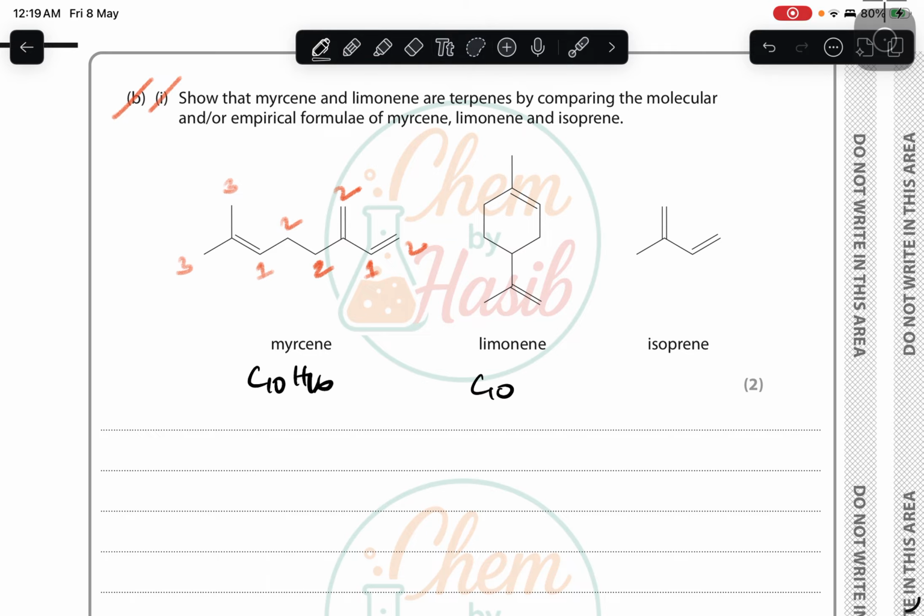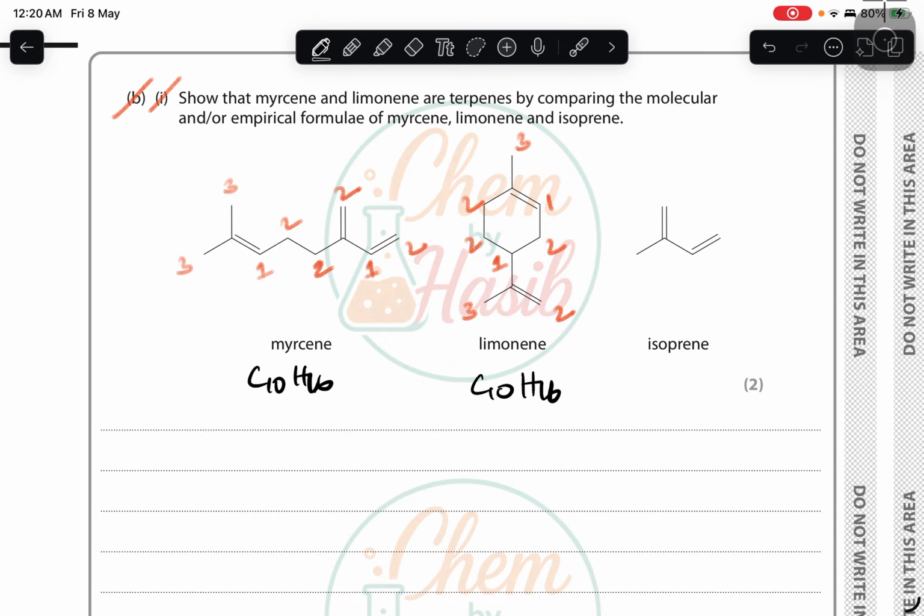It will be 10. 1, 2, 3, 4, 5, 6, 7, 8, 9, 10. Let us count the number of hydrogen. 3, 1, 2, 1, 2, 2, 3, and 2. So there's 2, 2, 2, 6, 6. Then 3 is 9, 10, 11, 12, 13. 13 plus 3, 16. So this is also C10H16, right?